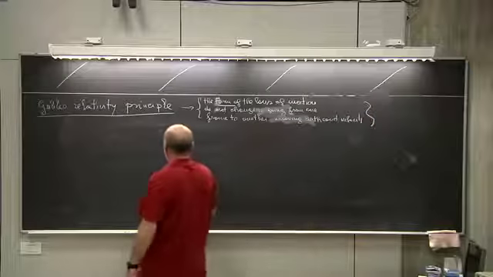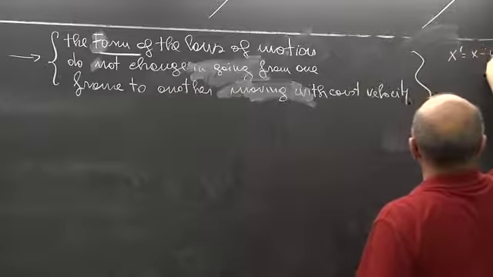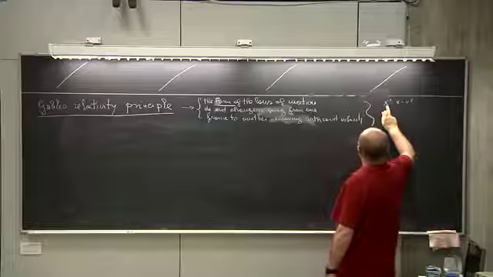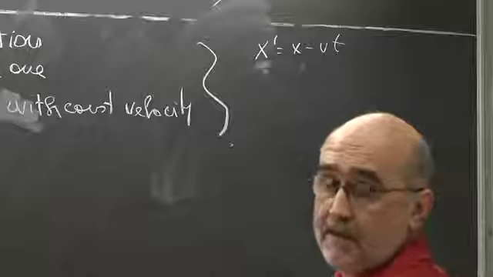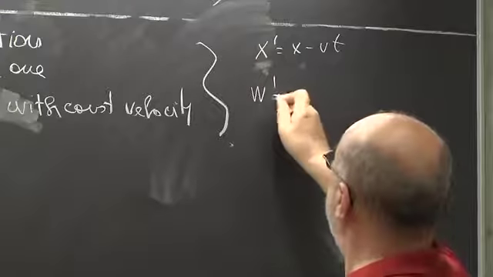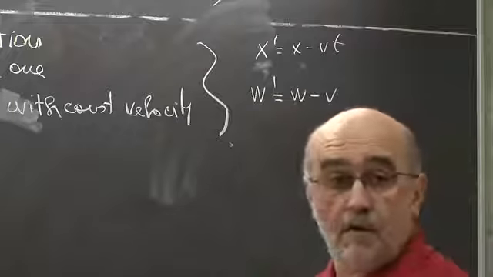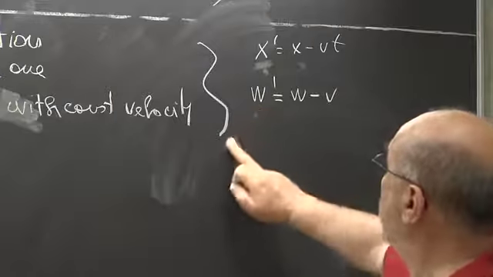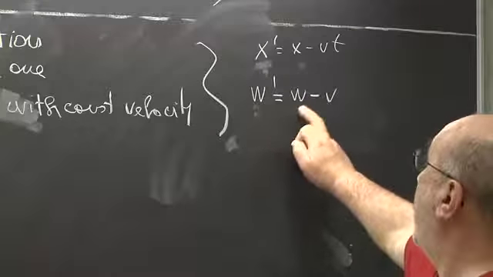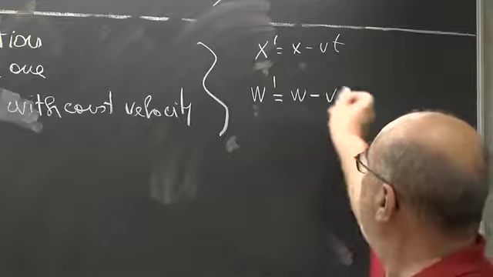Now, here, I said the transformation is the following. X prime is equal to x minus vt. And if you have a particle, for example, this is how the position of the particle transforms. Let's see how the velocity transforms. Suppose this is the velocity of this particle, it will be equal to the velocity of the other particle minus v. This is the composition law of the velocity. It's clear that if a particle moves with speed w in this frame, it will move in the other with speed w minus v, because the frames are moving one with respect to the other. This is the composition of velocity.